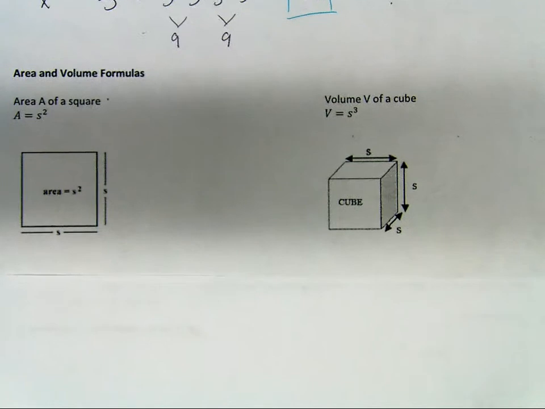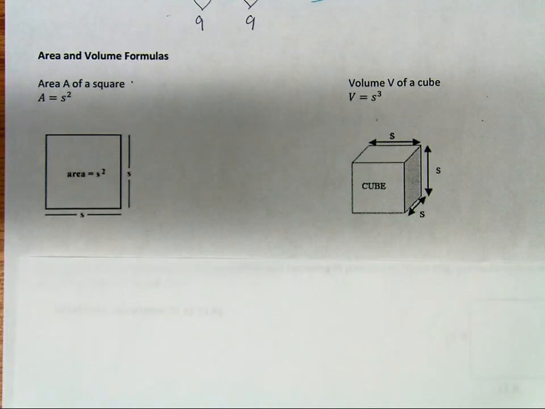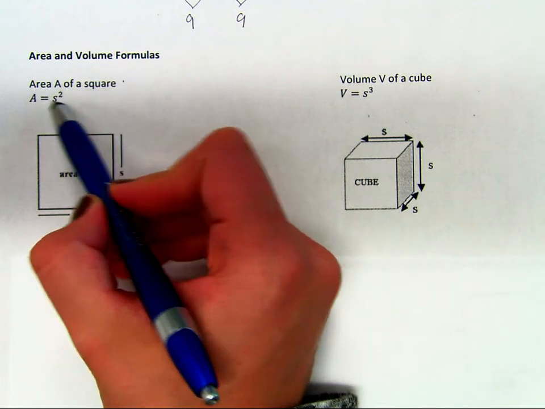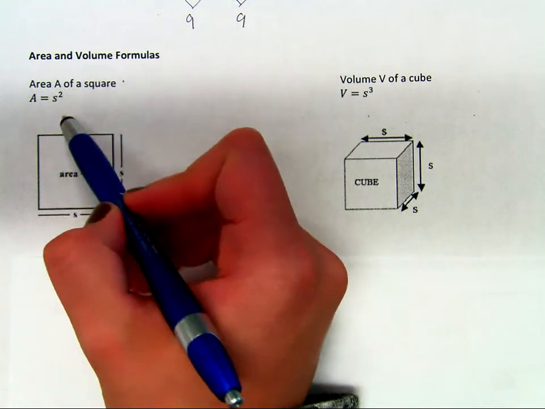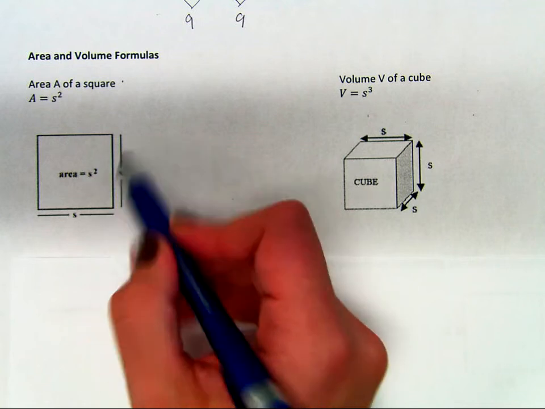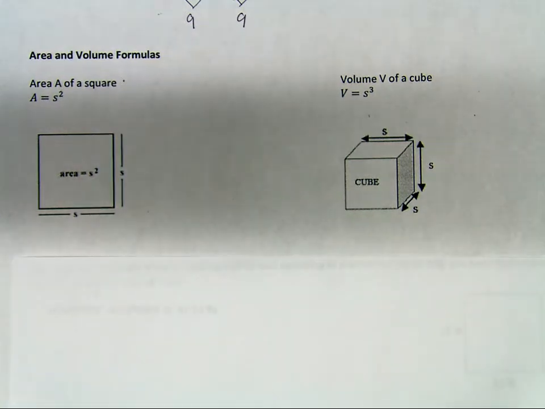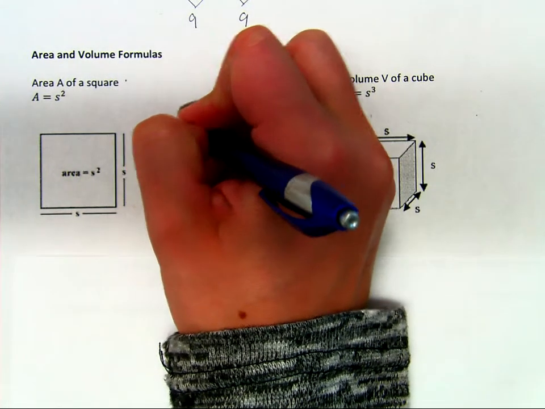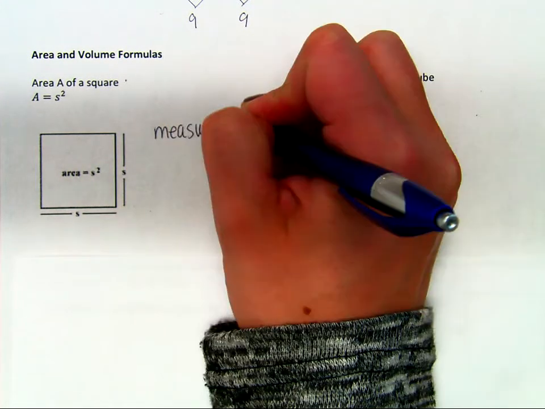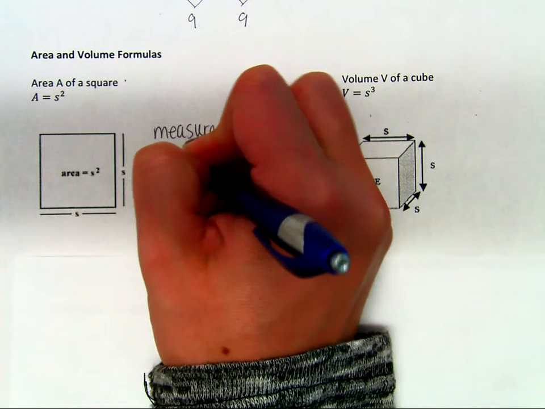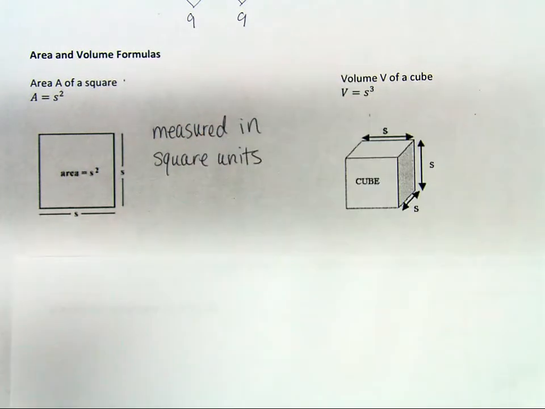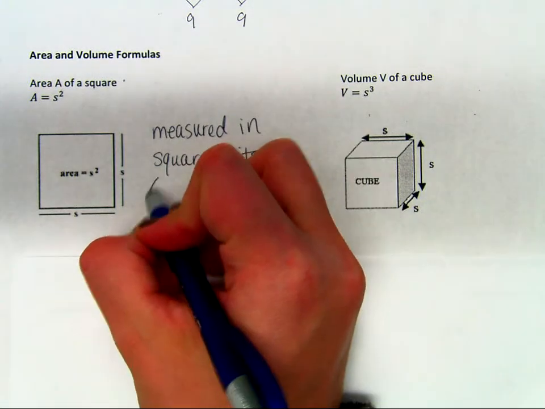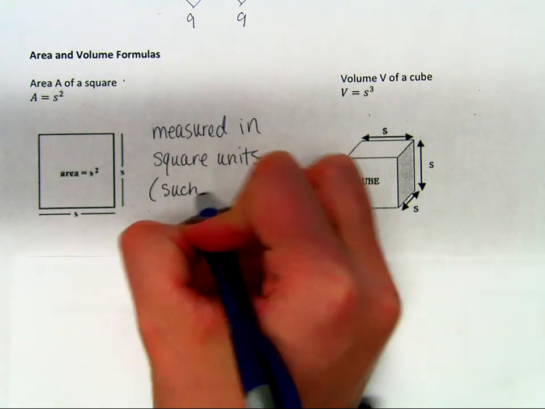So next we're going to use area and volume formulas. This one says the area A of a square uses this formula: A equals s squared, where s is the length of the sides. So actually this is just a reference. Area is always measured in square units, if you want to add that into your notes. So if I were to find the area of something, maybe I measured it in feet, my unit for the area would be feet squared.